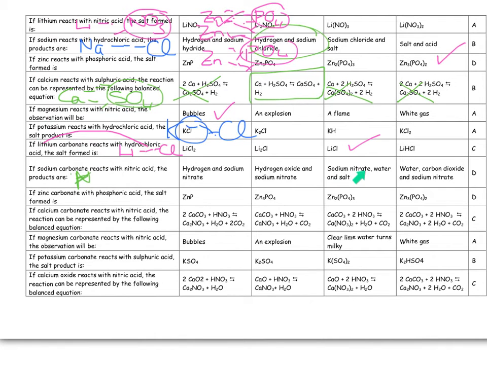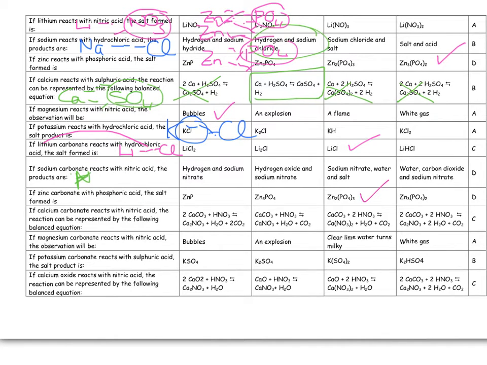So it's sodium nitrate plus water plus carbon dioxide, D. This is sodium nitrate and salt. Those are the same part of the whole story. If zinc carbonate is with phosphoric acid, we're going to get zinc phosphate, and we're going to get carbon dioxide and water, but we only need to do the salt here, so we just need to do zinc phosphate. Good news, we've already drawn that out up there, so we're going to land up with this over here.